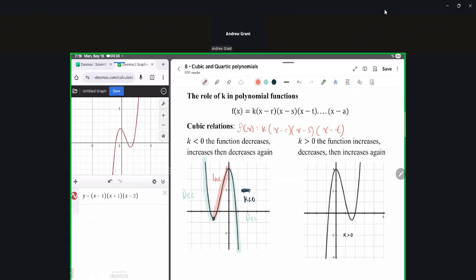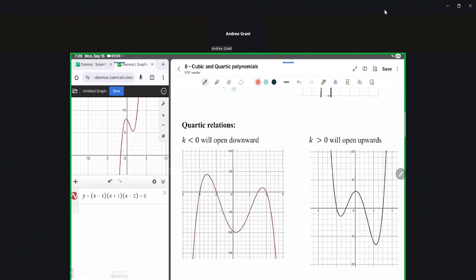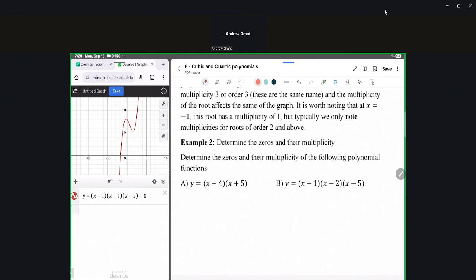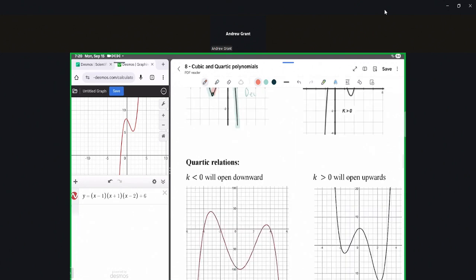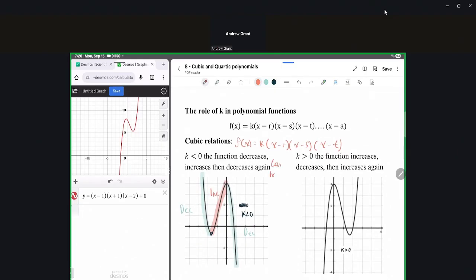Now, if you notice here, I can suddenly add a plus 6 to this, and this will shift the function upwards. And you can see that this cubic still goes up, down, and up, but now it only has 1 x-intercept. Okay, so just know that for cubics, and I'm pretty sure I state this later somewhere, but if not, I'll say it now: cubics can have 1 to 3 x-intercepts.